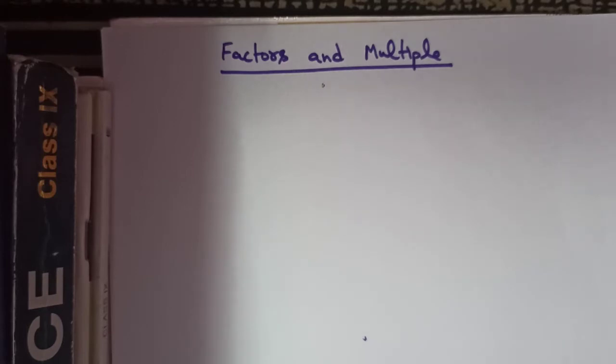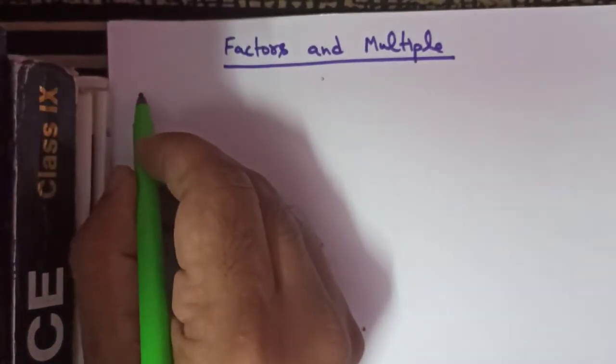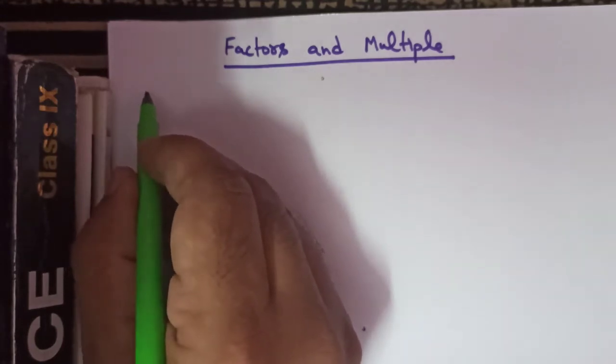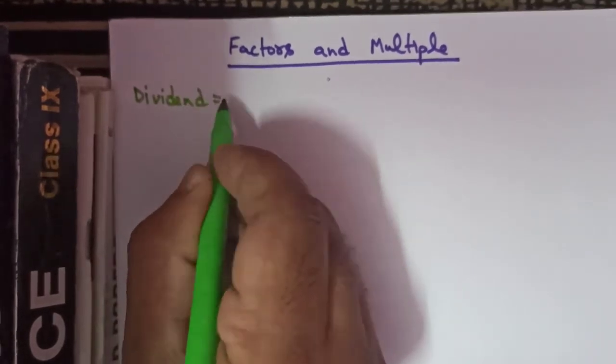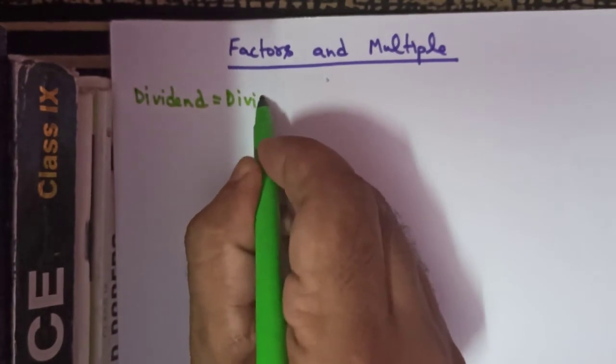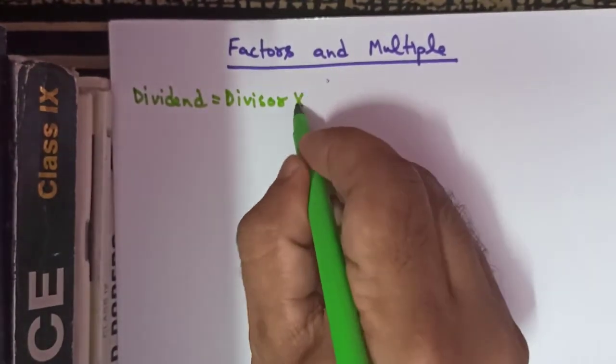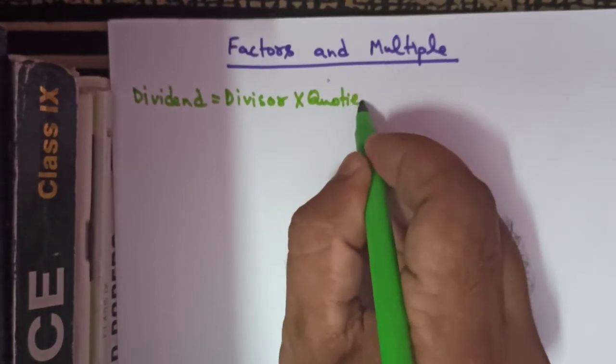So today we will be discussing factors and multiples. First of all, I will show you side by side the factors and multiples which you have studied in your junior classes and the factors and multiples in terms of polynomials. So first of all, if we talk about the division algorithm, what is the division algorithm? Division algorithm is: dividend is equal to divisor into quotient plus remainder. Remember that dividend is equal to divisor into quotient plus remainder.